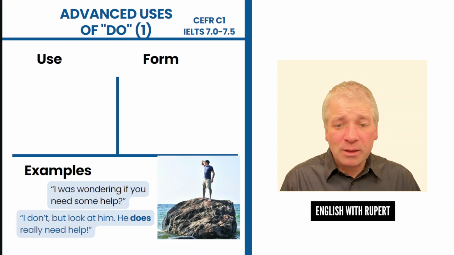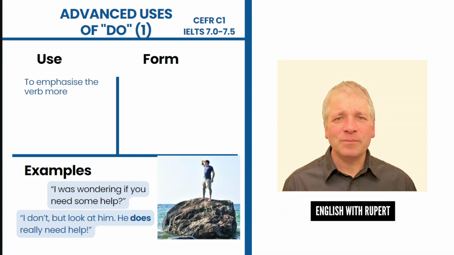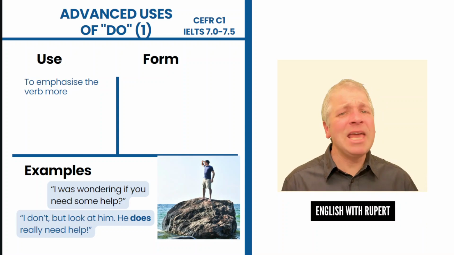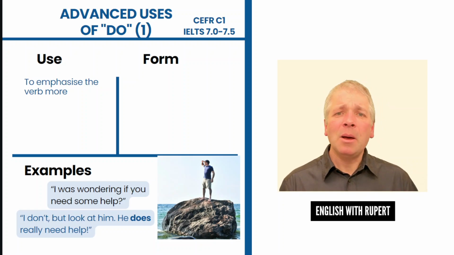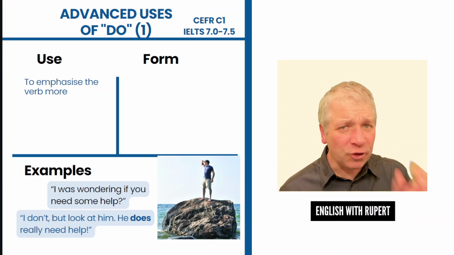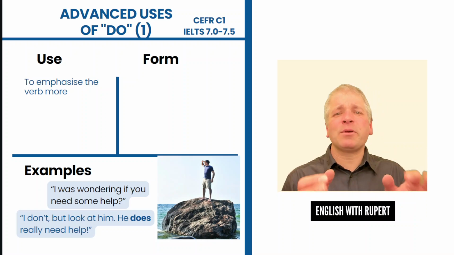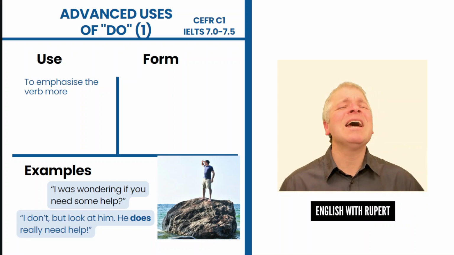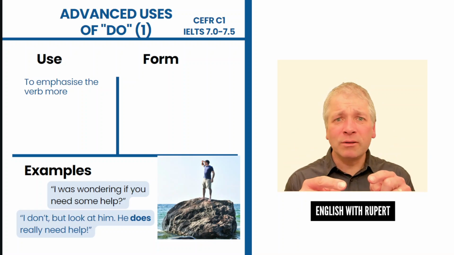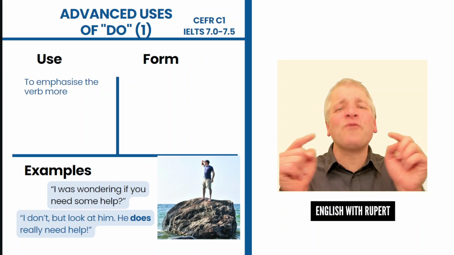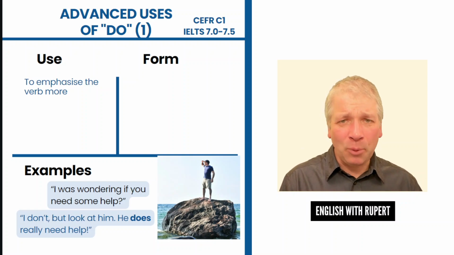The reason is to emphasize the verb more. Normally, we could just say, he really needs help. But by adding the verb to do, which in this case is does because it follows he, it emphasizes the verb even more. He does really need help. It points you to the information in a more focused way, so it makes the information more important.